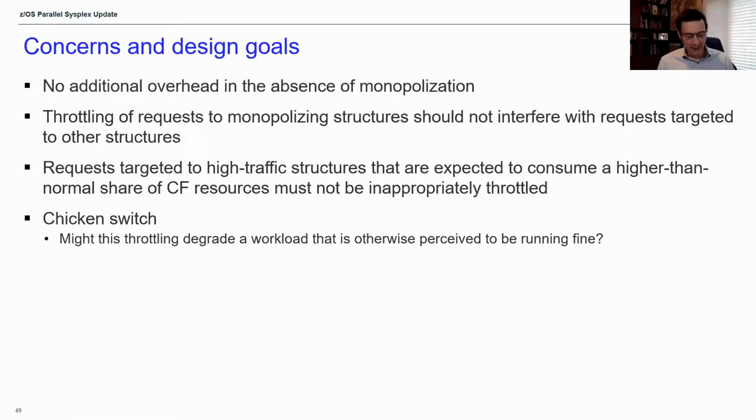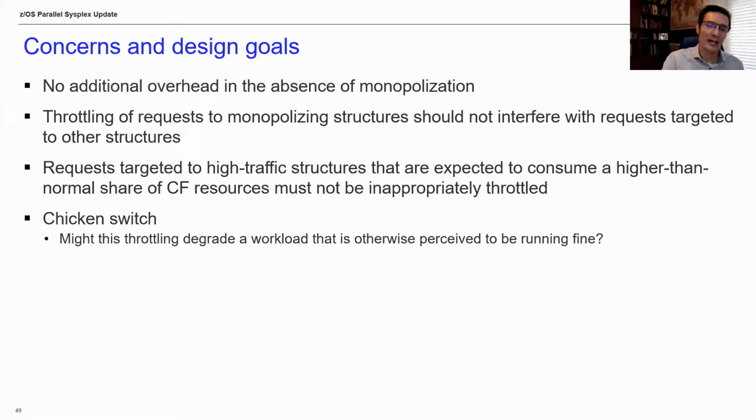So there are some big concerns here. How do I determine that a workload just has lots and lots of requests versus a workload that has lots and lots of requests that's hurting other structures? This is one of the goals of this CF monopolization avoidance. There are lots of applications that have high rates of structure activity, and of course, you don't want to be hurting those existing workloads.